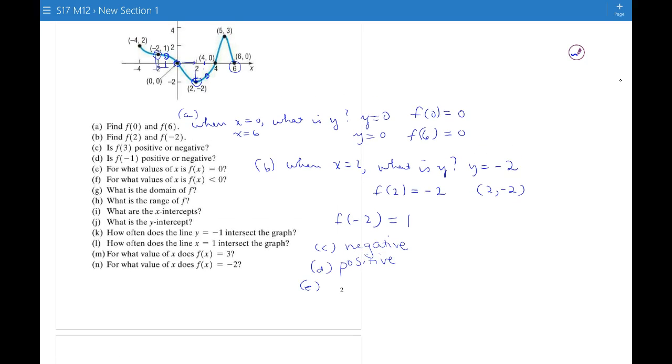Then E is thinking differently: for what values of x is f of x equal to 0? So it's saying when is y equal to 0? So you go along the x-axis, where this is the line y equals 0, right? We say, oh, it happens here. It happens when x equals 0. It happens when x equals 4. And when x equals 6. So those are the values of x for which f of x equals 0.